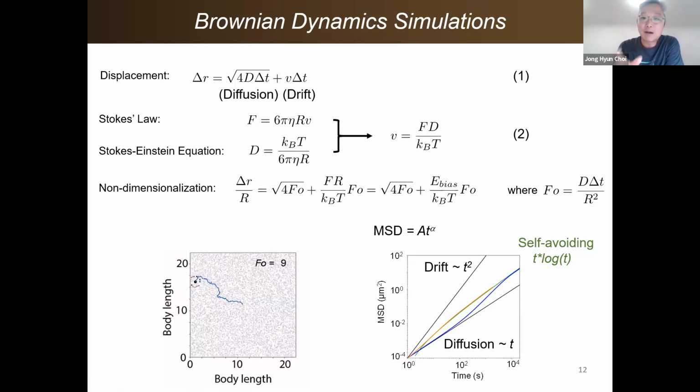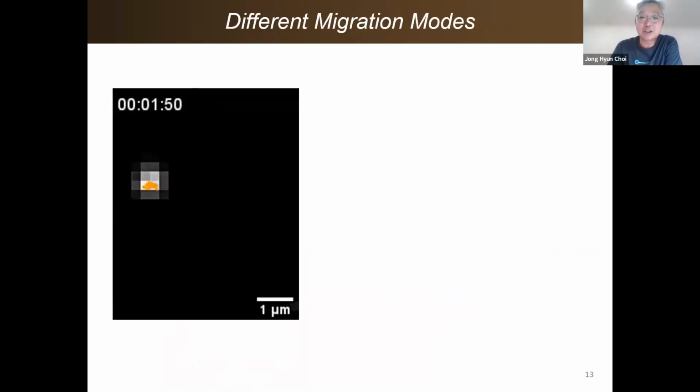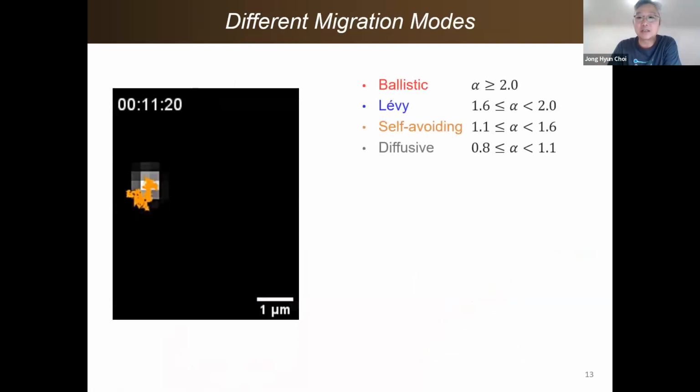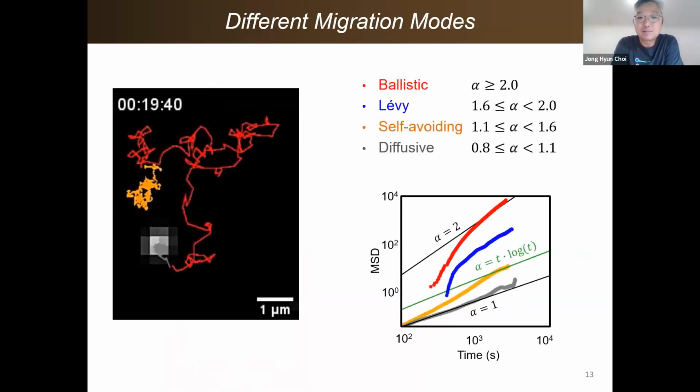But keep in mind that this self-avoiding stochastic theory is actually assuming a constant velocity. But what we see in the experiment is not exactly that. We see different types of behaviors: random walks, sometimes ballistic, shown in red, and sometimes we also see Lévy flight, long straight super diffusive Lévy flight, as well as self-avoiding motions, and finally diffusive motions as well.